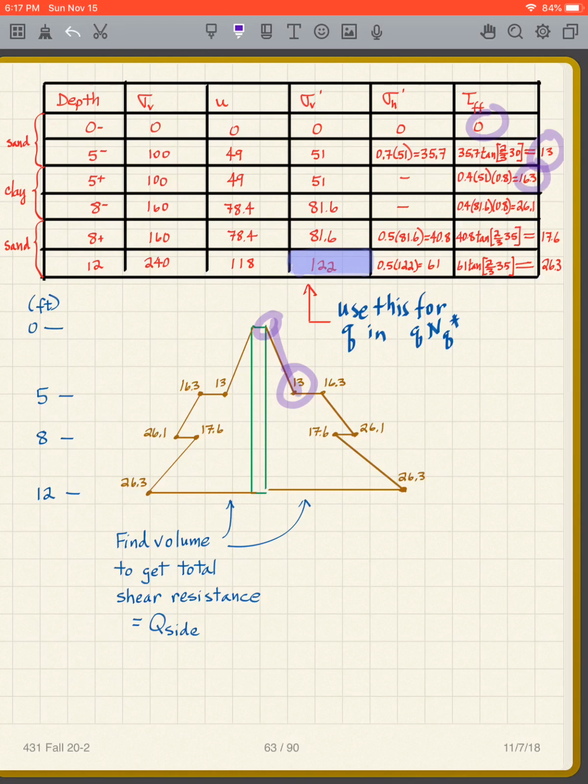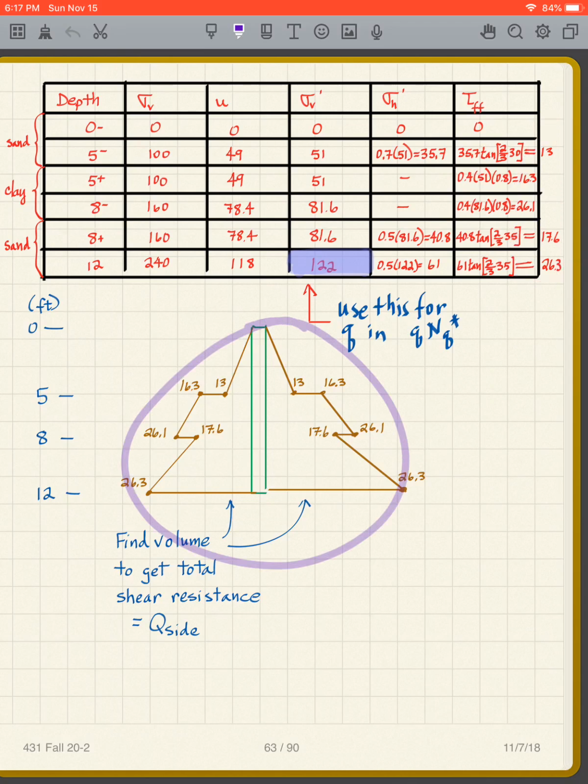Then 16.3, connect a line. Then 26.1, connect a line. Then 17.6, connect a line. Then 26.3, connect a line. You have to do it in that order so that you get the right, in other words, you don't want to go to 16.3 and then back to 13, and then over to 17.6 and then up to 26.1 and then down to, you don't do that. You have to follow in this order, point after point, and then you get something that looks like that. It looks like a Christmas tree.